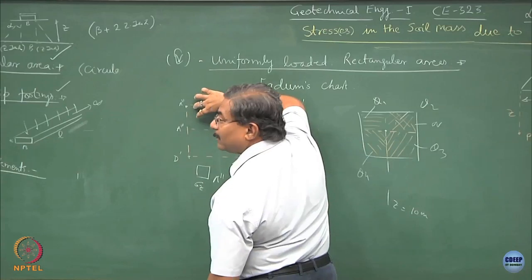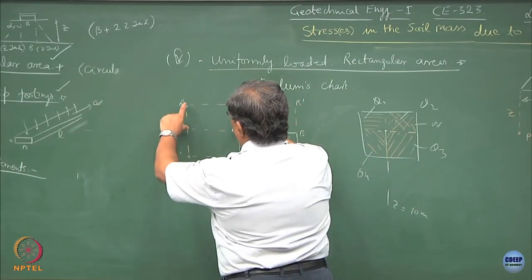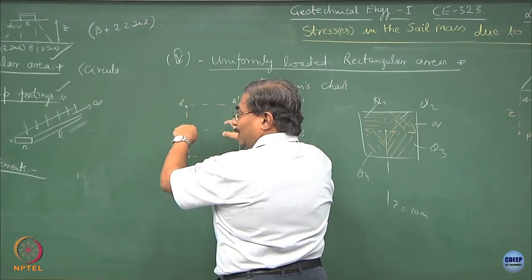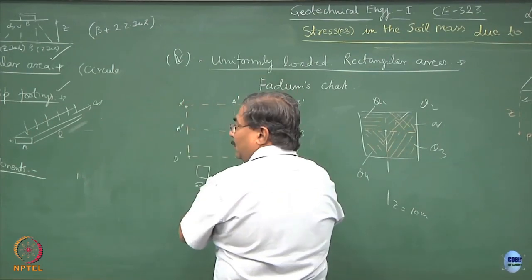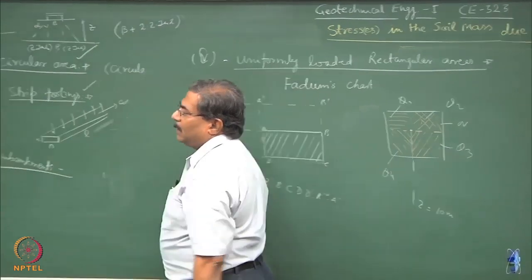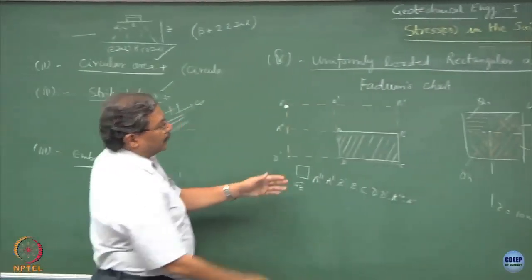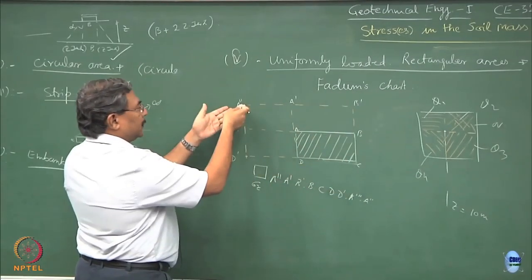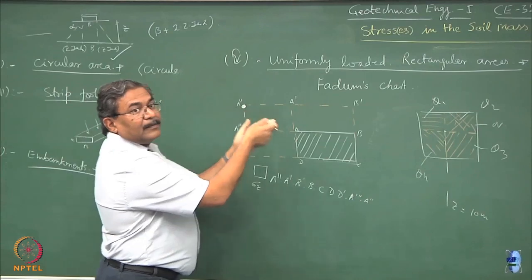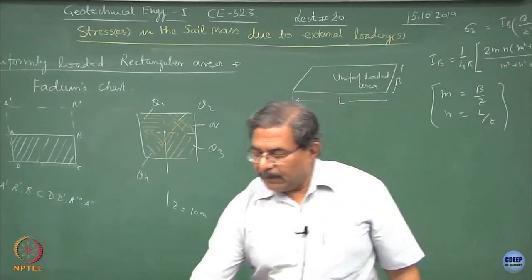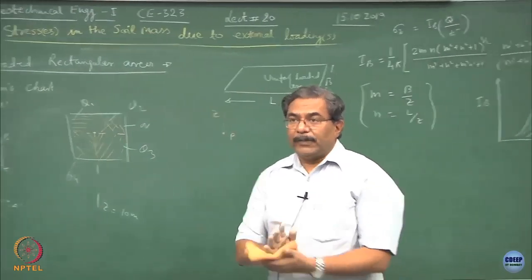this strip, and in the process what has happened? This strip has come 2 times. So, add it once, clear, and then you have the bigger one, apply the correction. You remember what we did? This was the loaded area and you were trying to find out the state of stress over here. So, this is just a way to apply Fadum's charts for computing the state of stress.